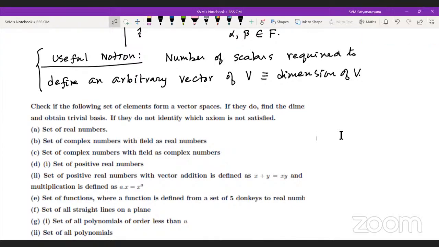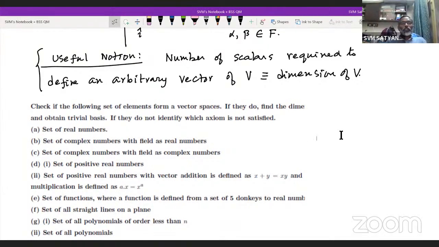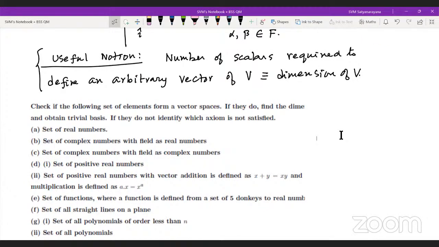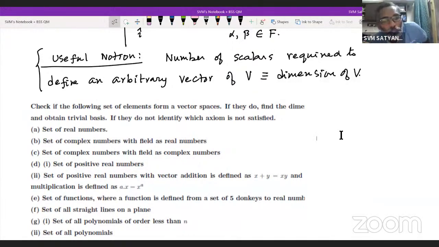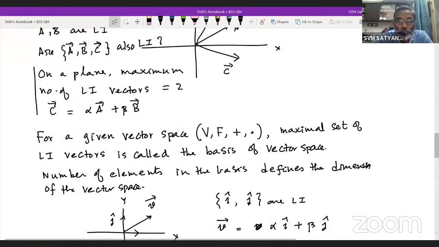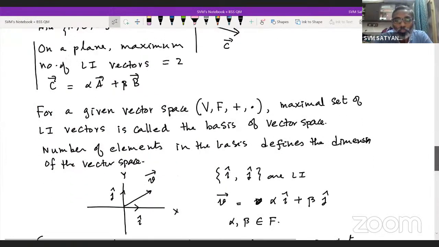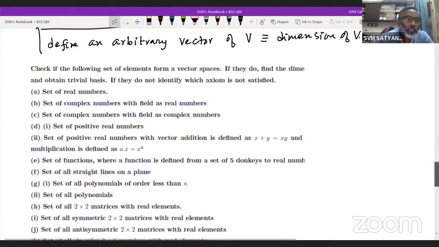Yes, sir. Check if the following sets of elements form a vector space. If they do, find the dimension and obtain a trivial basis. If they do not, identify which axiom is not satisfied. Okay, very good. So now let us try some of them. I will argue some of them and some of them you can write for yourself. So let us say, first thing is I have the set of real numbers.